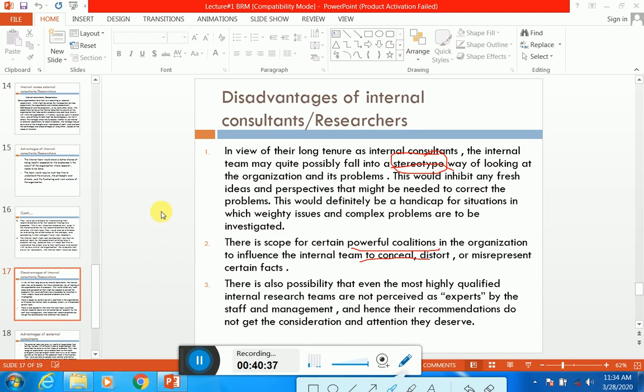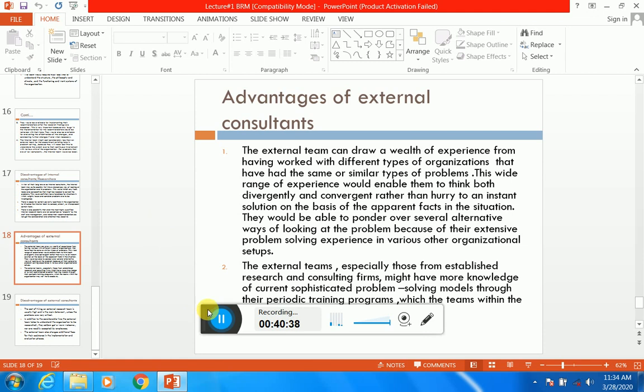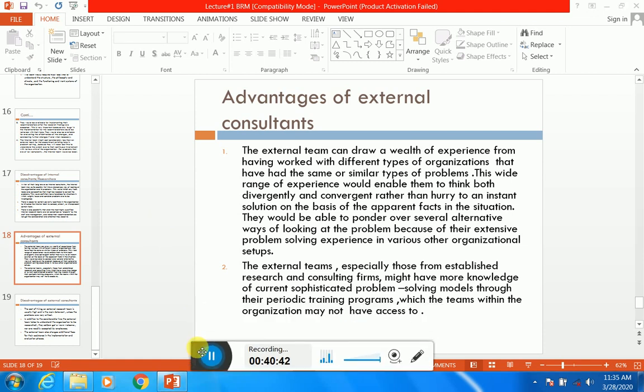After that, sometimes organizations don't have their own internal R&D department. So in this case, organizations basically hire external consultants as researchers. Now in this slide we are going to study what the different advantages are of those external consultants hired by the organization from external sources.